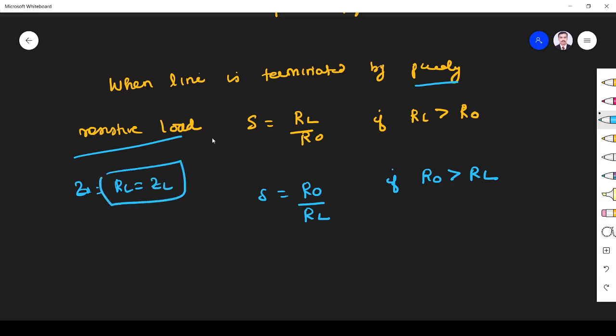If RL is greater than R naught, what is the VSWR of a purely resistive load? RL by R naught, because we know S must be greater than 1. So RL is greater than R naught, and RL must come into the numerator. Here R naught is greater than RL, so R naught should come into the numerator because S must be greater than 1. This is another thing we should remember.